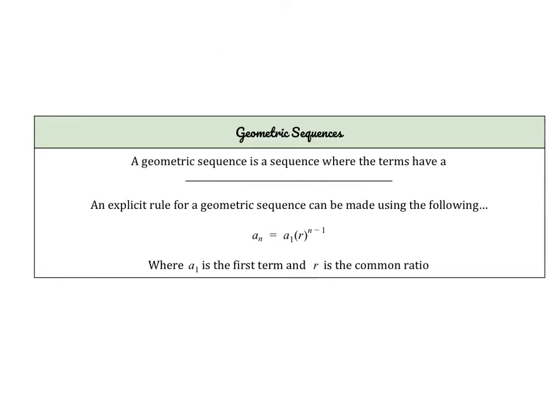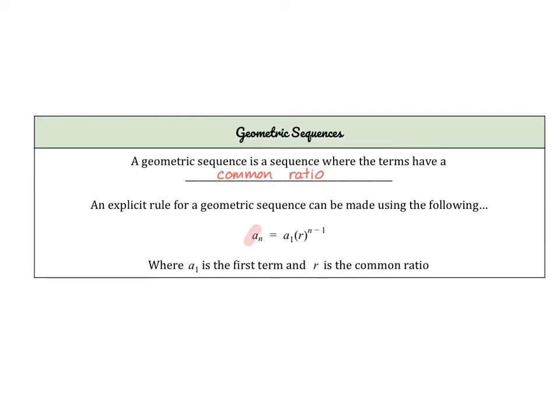All right, so in the last lesson, we talked about arithmetic sequences and series. So today we're talking about what are called geometric sequences and series. A geometric sequence is a sequence where the terms have what's called a common ratio. This essentially means that you are multiplying by the same number or value to get to the next term. So if you notice that a sequence is geometric, you can write an explicit rule using this formula.